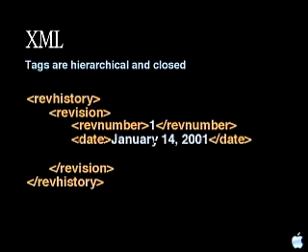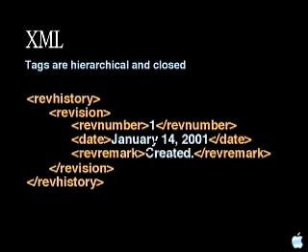So we have the revision number, we have the date of the revision, and finally any comment we want to create for this revision. So this is a great example of how a tool goes through this and figures out what to do with it. The writer doesn't say anything but, here's the information that I'm providing to you.